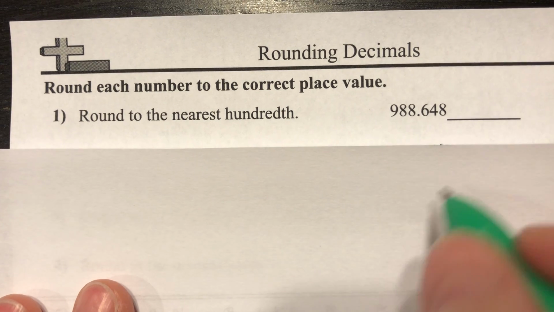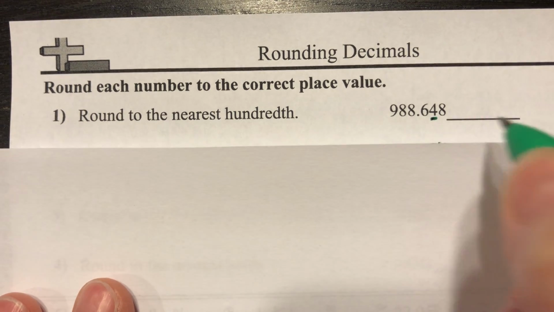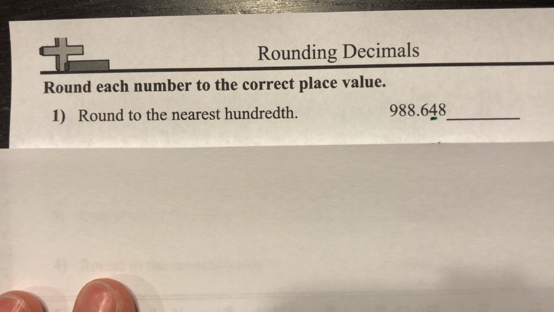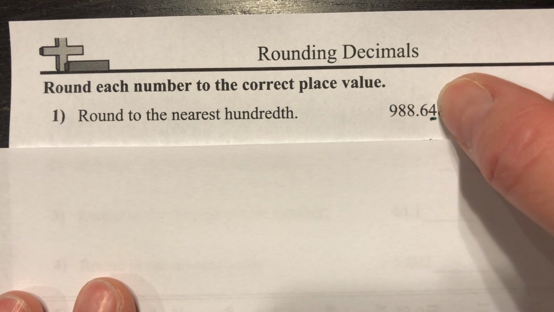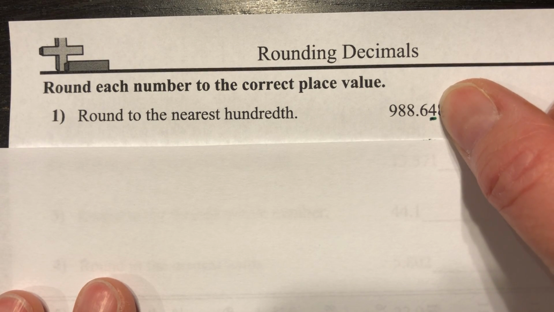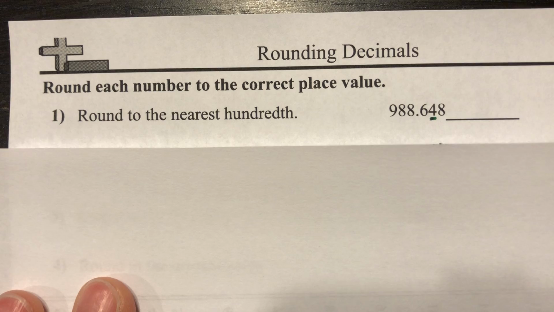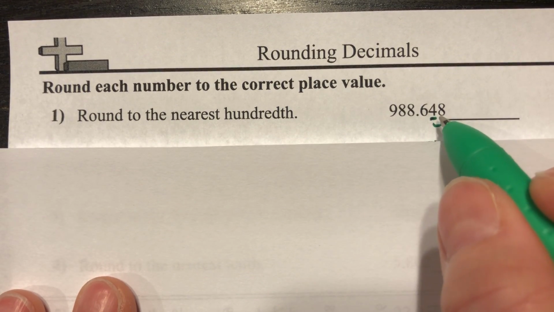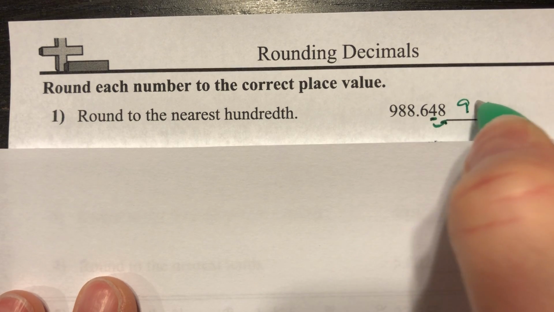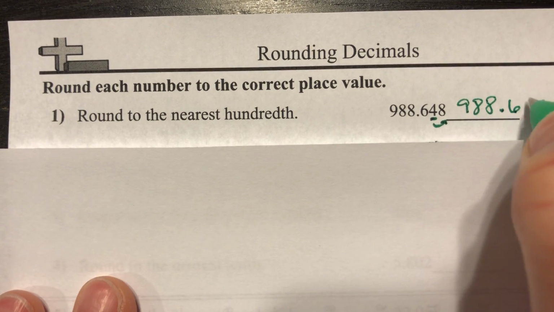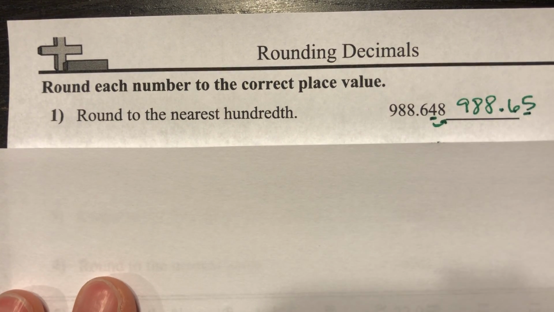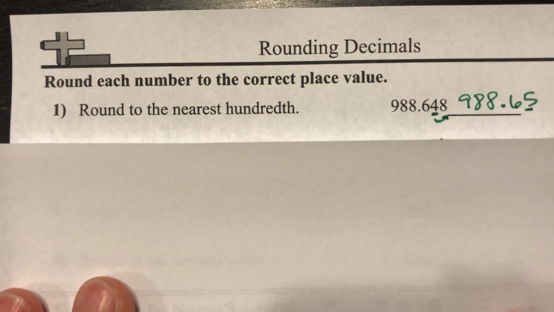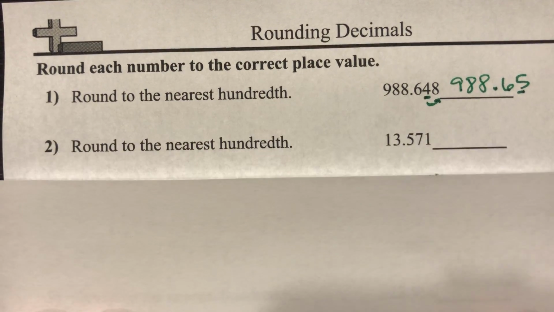Okay, so first off, this 4 is in the hundredths place. So I'm trying to figure out, is this 4 going to stay 4? Is this closer to 988 and 64 hundredths or 988 and 65 hundredths? Well, because the number next to the place I want to round to is 5 or higher, I should have 988.65. That digit would go up to the 5. It's closer to that.